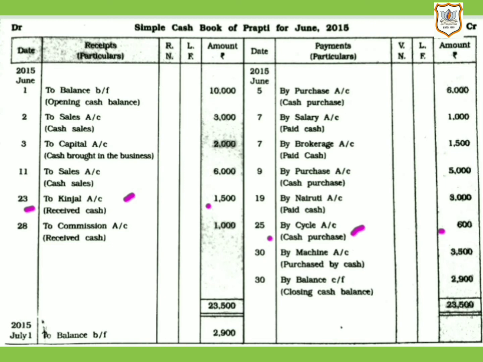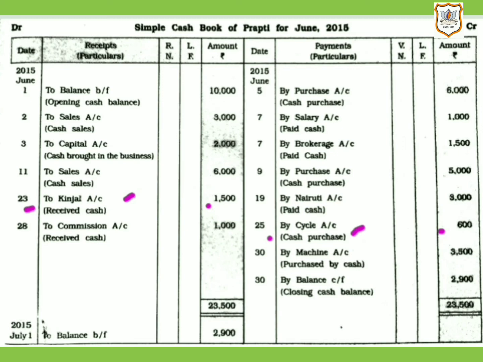Why cycle account? Because here it is an asset. Why is our cash going out? Because here we have purchased an asset. So here we will enter by cycle account. We will not use the word purchase, because here goods have not been purchased. Here an asset is purchased, so that respective asset account will be affected. These things you have learned in the journalizing chapter.